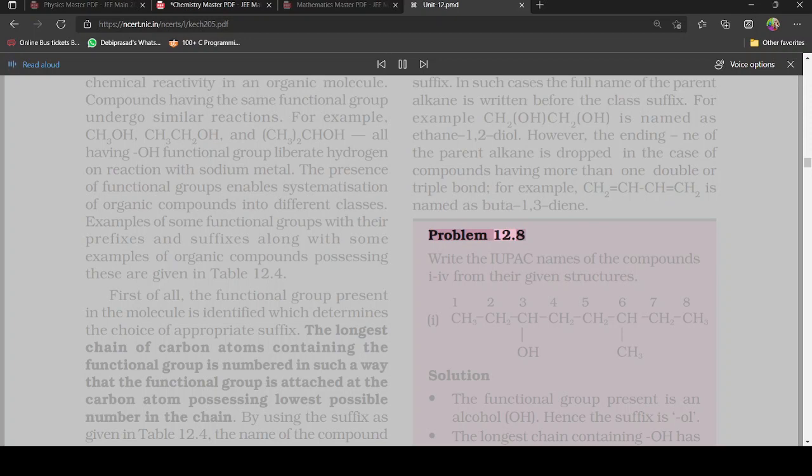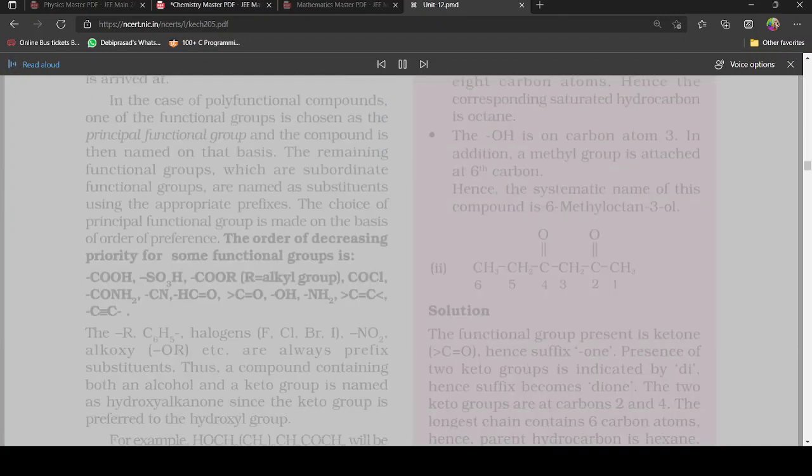Problem 12.8. Write the IUPAC names of the compounds I to IV from their given structures. Solution. One, the functional group present is an alcohol, OH. Hence the suffix is ol. Two, the longest chain containing OH has 8 carbon atoms. Hence the corresponding saturated hydrocarbon is octane. Three, the OH is on carbon atom 3. In addition, a methyl group is attached at the 6th carbon. Hence, the systematic name of this compound is 6-methyloctan-3-ol.